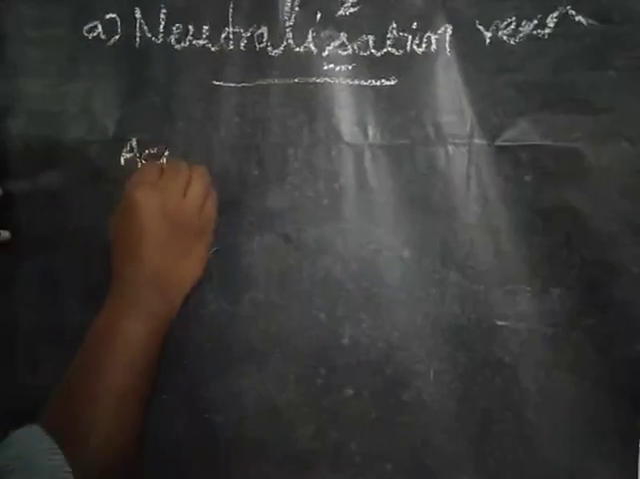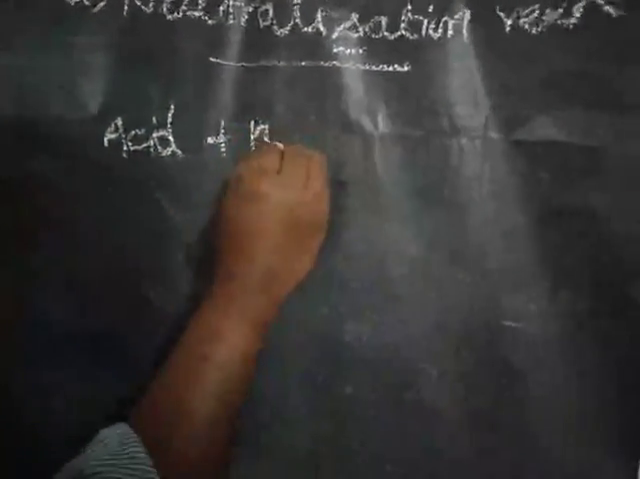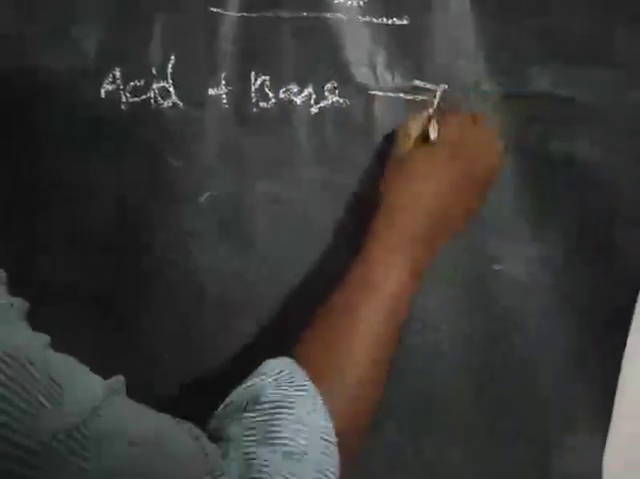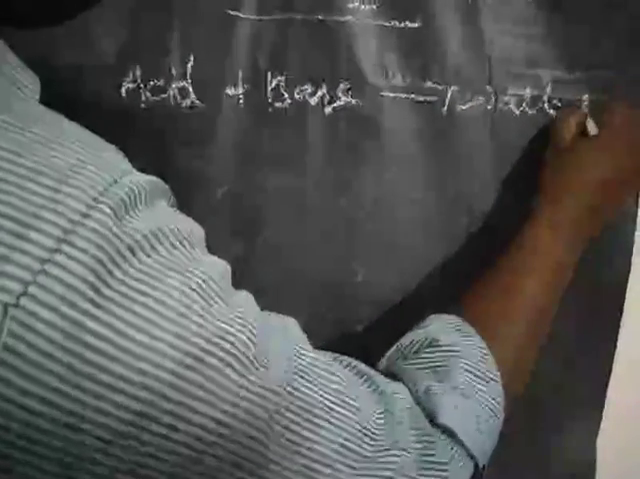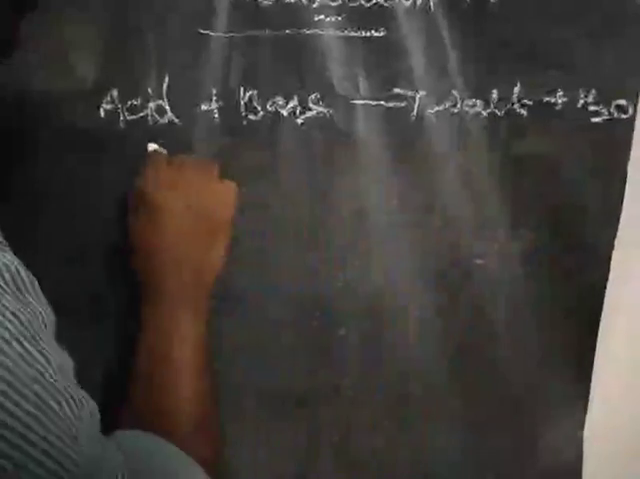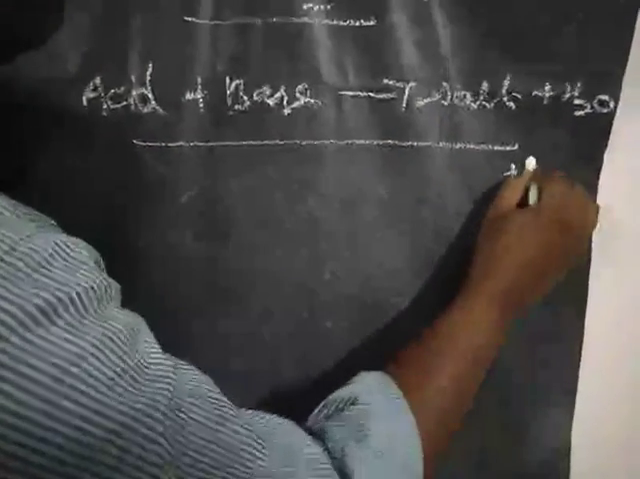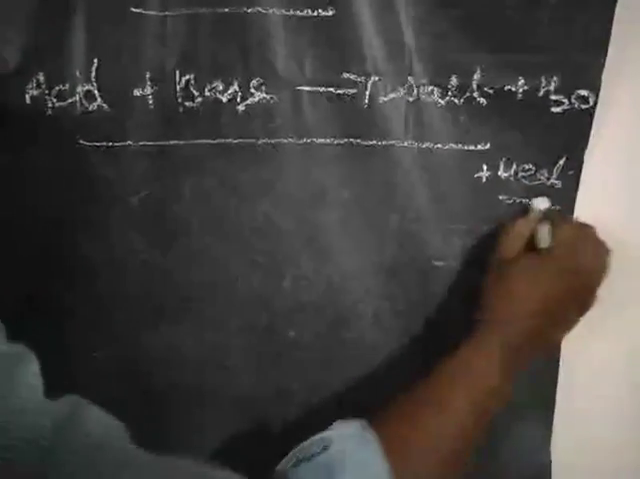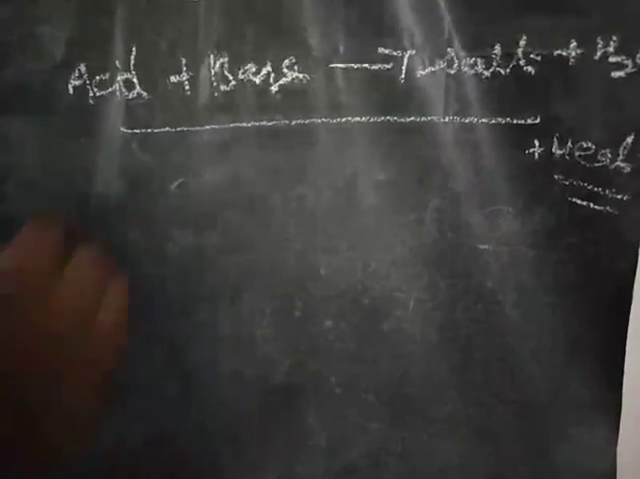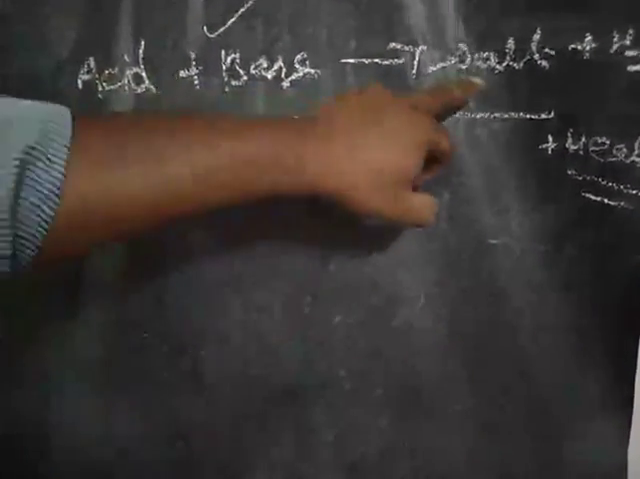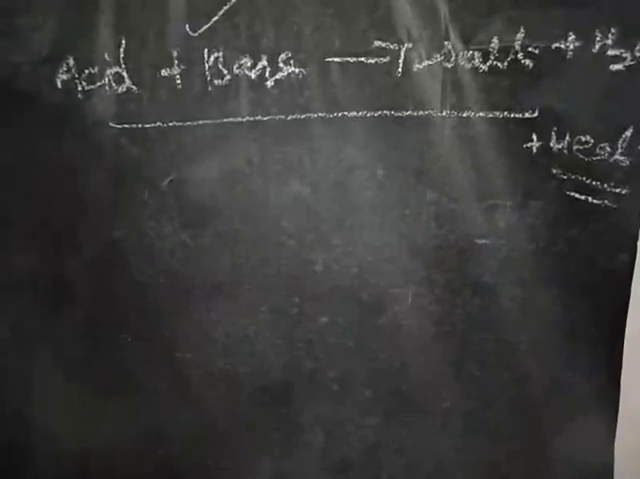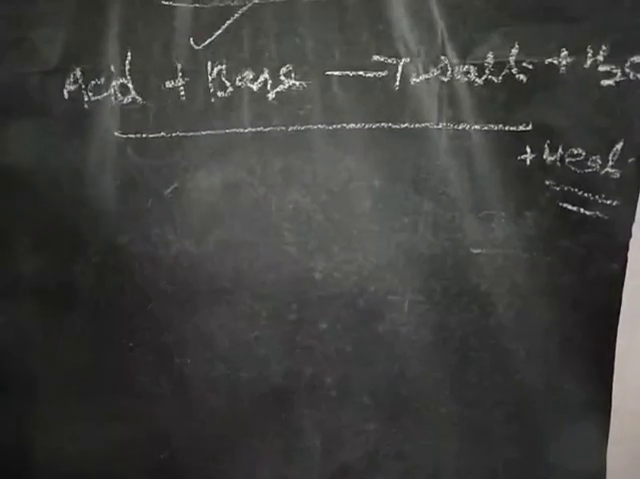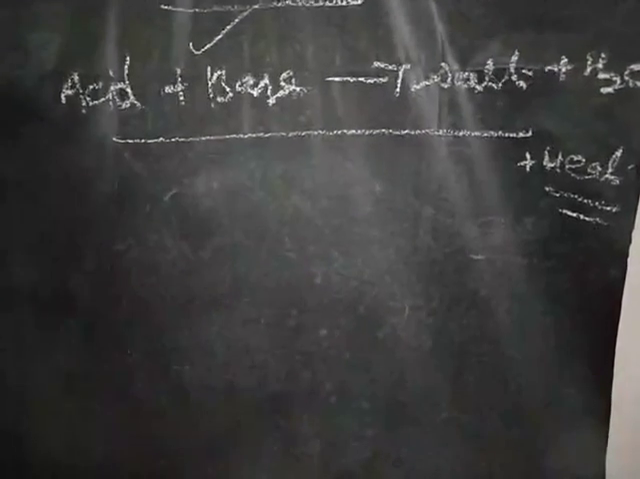So acid plus base gives what? Salt plus water, and a huge amount of heat energy is also released. So acid is neutralized with the base to give a new product, salt plus water. This type of reaction is known as a neutralization reaction.